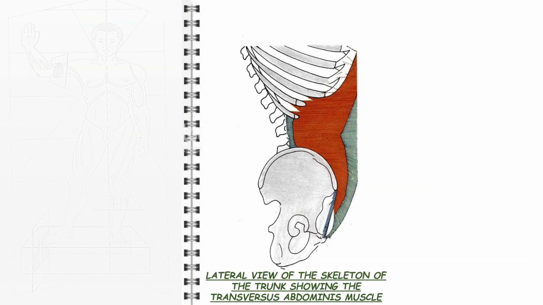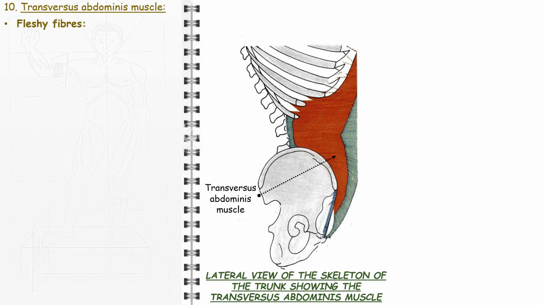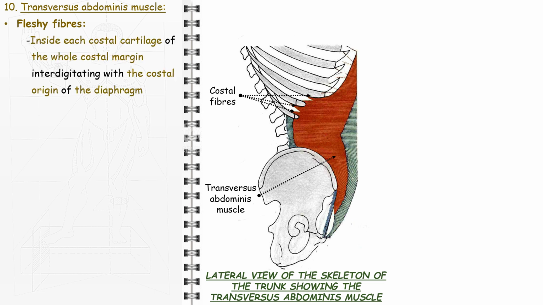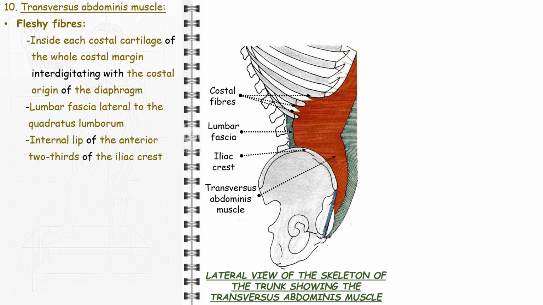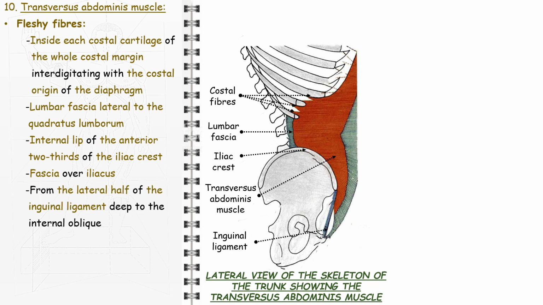The transversus abdominis muscle attaches, by fleshy fibers, inside each costal cartilage of the whole costal margin, interdigitating with the costal origin of the diaphragm, onto the lumbar fascia lateral to the quadratus lumborum, the internal lip of the anterior 2/3 of the iliac crest, the fascia over iliacus, and on the lateral half of the inguinal ligament deep to the internal oblique. Its belly is transverse and flat.